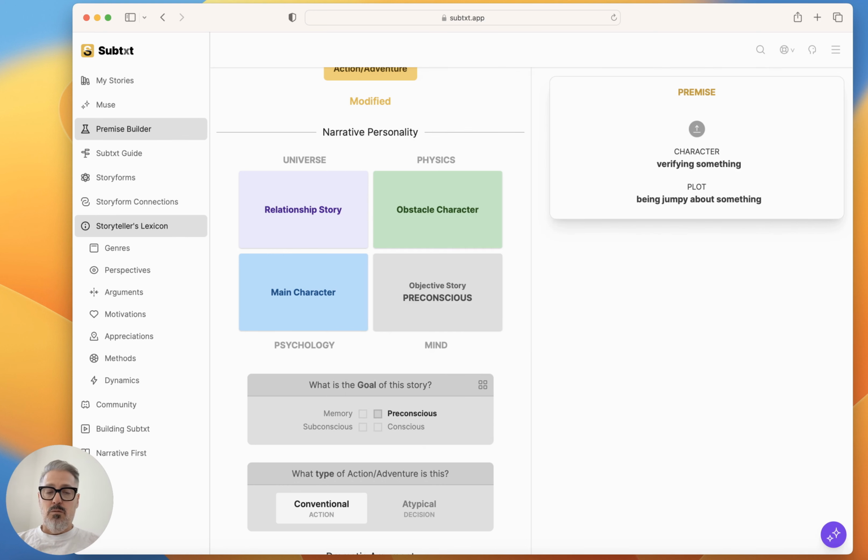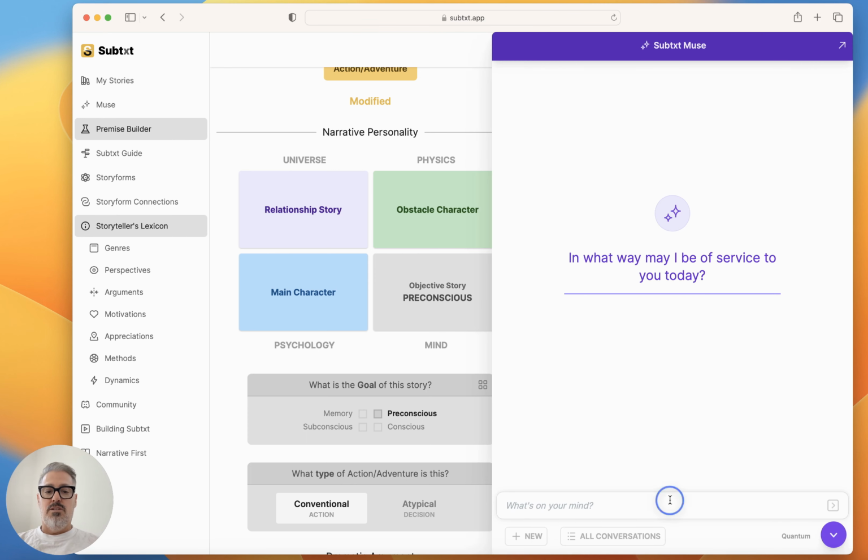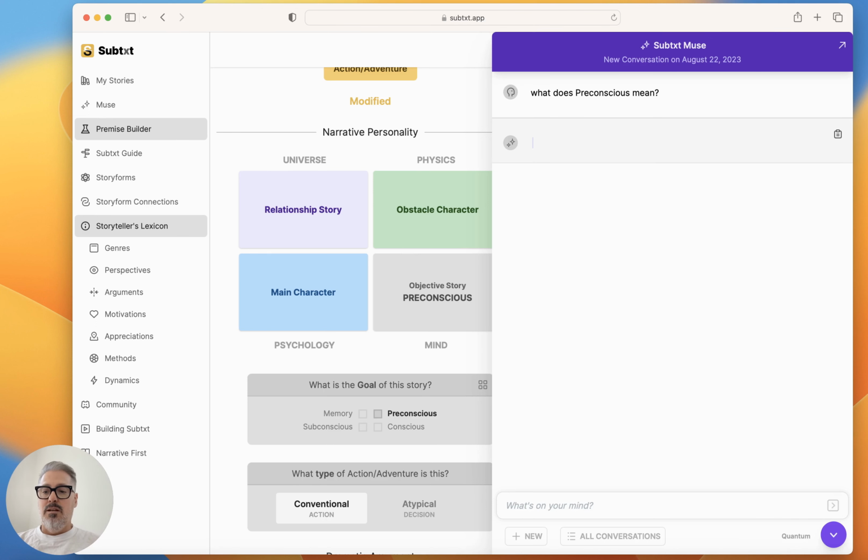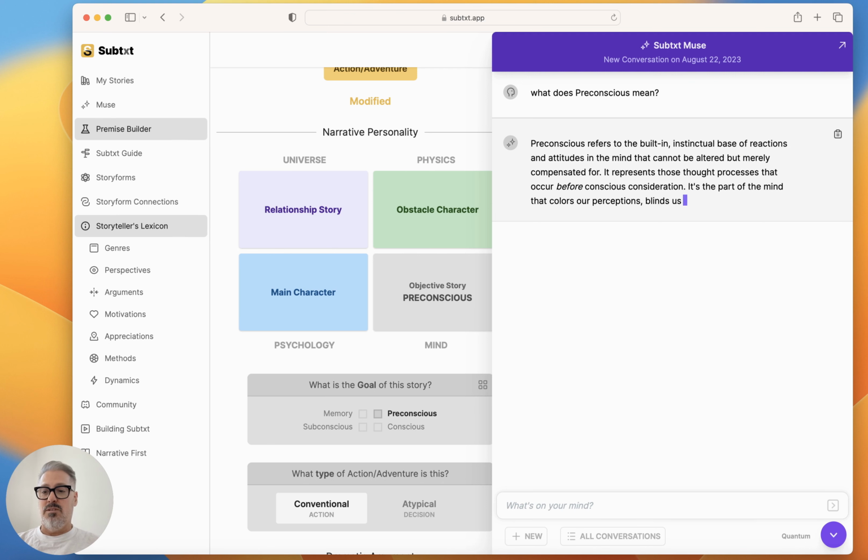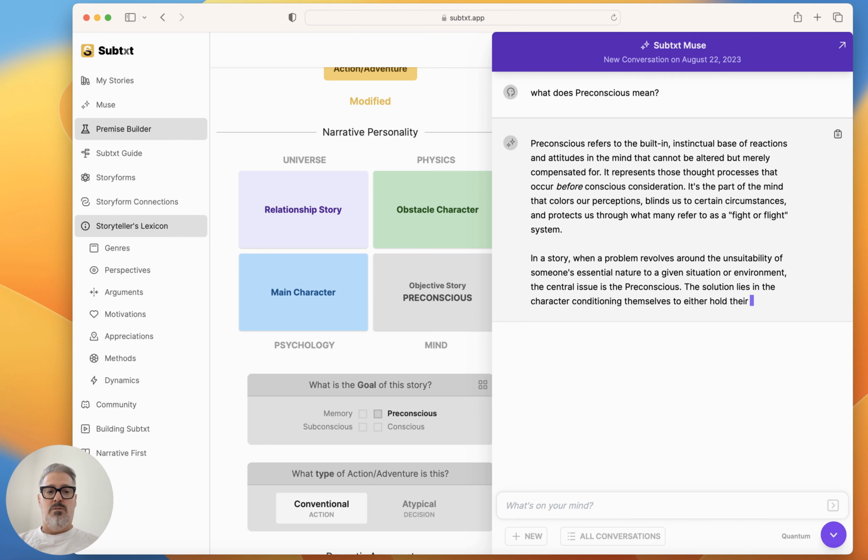And then another way to do it, which is what I would strongly suggest, is to go down and open up Muse here in the lower right hand corner, and then just simply ask, what does preconscious mean? Not only will it give you the definition, but it'll give it to you in a way that will actually be helpful to help you understand how that might be used in a story. So for instance, actually doing it now.